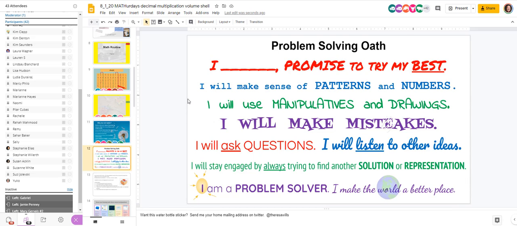And our problem-solving oath is on slide 12. As I read it out loud, if you pledge this oath today, please type your name in the chat box. I, Teresa, promise to try my best. I will make sense of patterns and numbers. I will use manipulatives and drawings. I will make mistakes. I will ask questions. I will listen to other ideas. I will stay engaged by always trying to find another solution or representation. I am a problem solver. I make the world a better place.